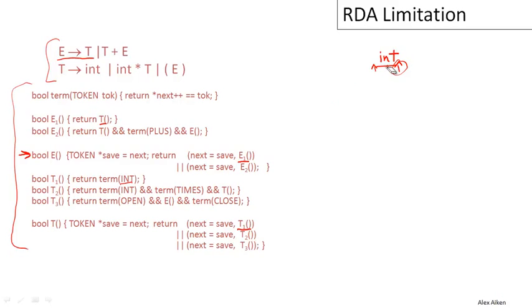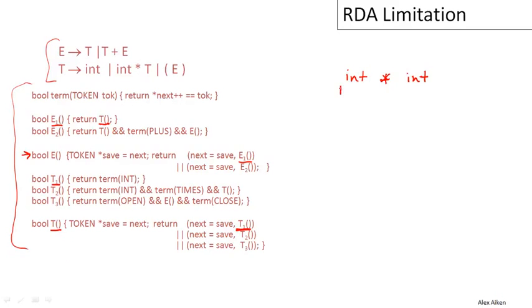All right, so now let's consider a slightly more complicated example. Okay, so let's try the input string int times int. All right, so again, we start with the production E. Okay, and the first thing we'll do is try the production E1. Same thing we did last time. E1 is going to call the function T, and T is going to try the first production for T, which again is the production int.